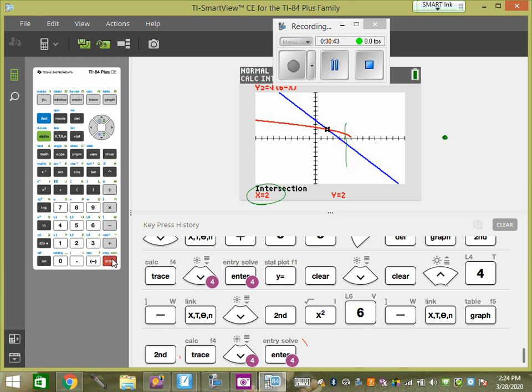Now you can go and do the practice questions from the textbook and the questions that are in the assignment once you're done all of your lessons.